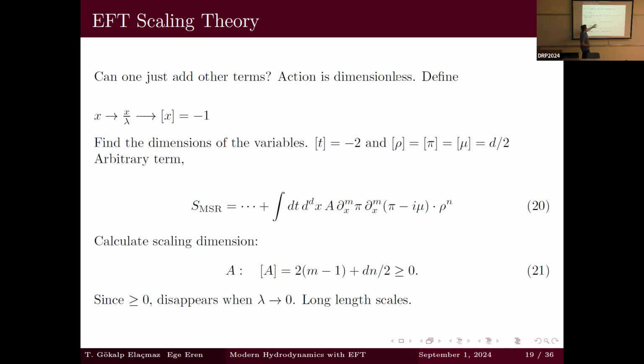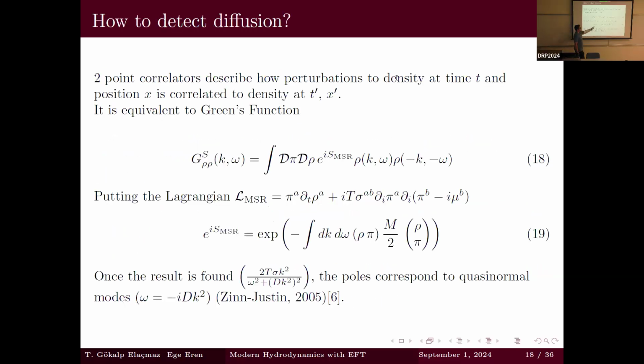So when we write an arbitrary term like this, we realize, using these quantities over here, it's always greater than 0, which means when we take lambda to 0, these terms are going to disappear. So low energy ensures that the only term we need to be concerned about is this one right here.